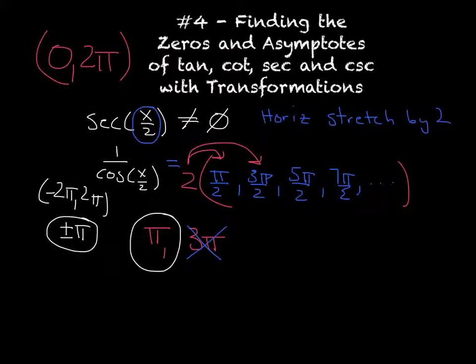So that's basically how you do it, guys. The zeros come from the numerator, and the asymptotes come from the denominator. And anytime you have a transformation, it's normally going to be a stretch or a shrink. You just need to take the normal places where these functions are 0 and either multiply them by a factor bigger than 1 or a fraction smaller than 1. And that's how you do it.